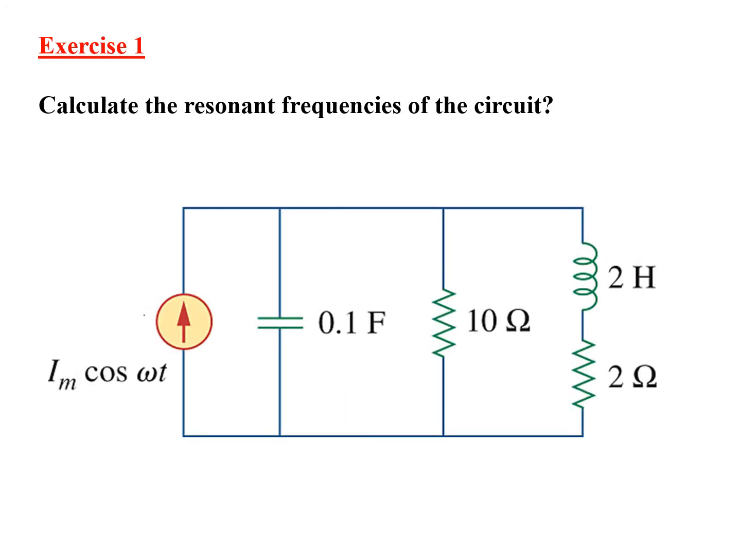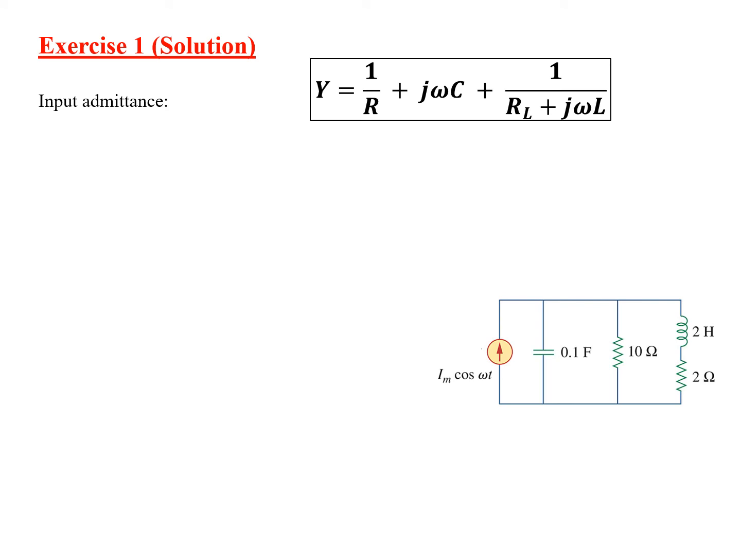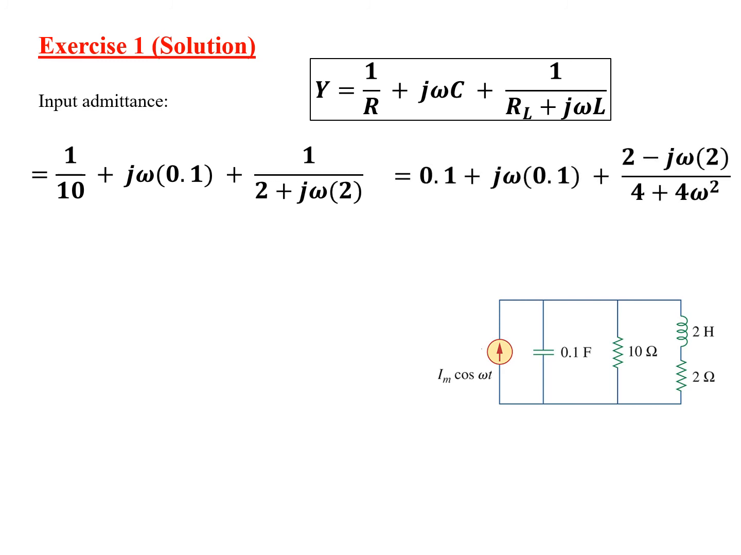Right. So let's move on to another exercise. Calculate the resonant frequencies of the circuit. This is a parallel RLC, and in the inductance branch you have a resistor with 2 ohms. As we know, the input admittance is 1 over R plus jωC from the capacitance, and 1 over RL plus jωL, that is the resistance from the branch that has the inductor. By putting in these values, we can see that it is 1 over 10 plus jω0.1 plus 1 over 2 plus jω2. And we'll obtain this new equation.